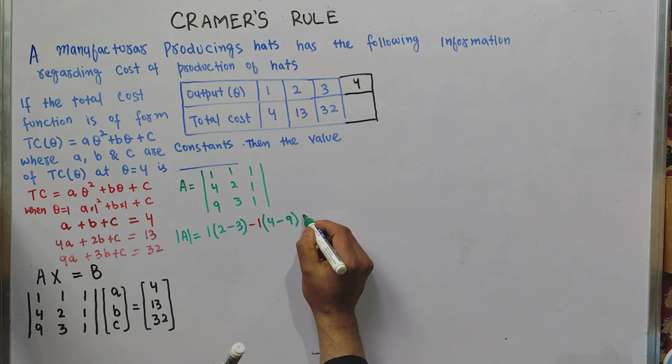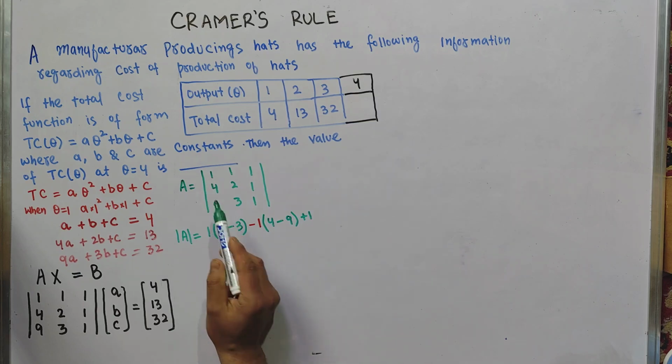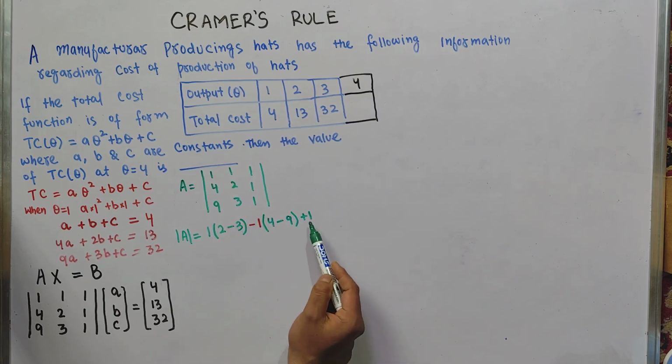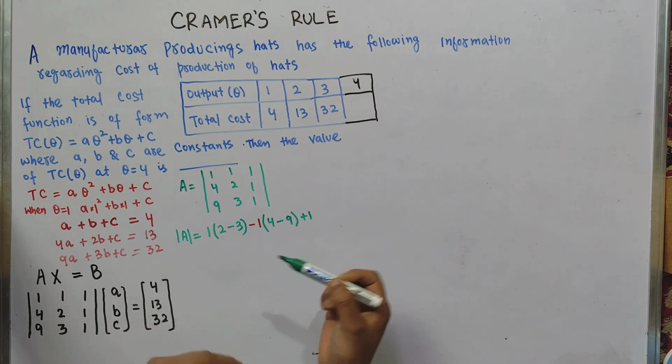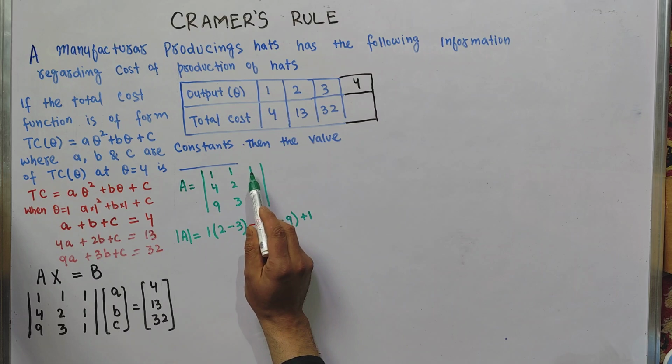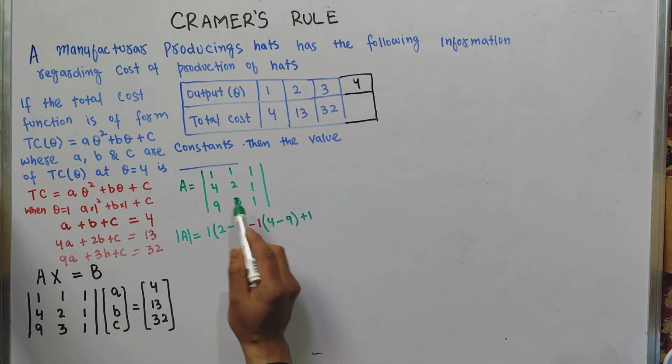Similarly, we write plus 1. First we write plus 1, then we write minus 1, then we write plus 1, so the sign changes alternately. Then we write the third element and mentally delete the row and the column in which it appears and take the determinant of the remaining elements.